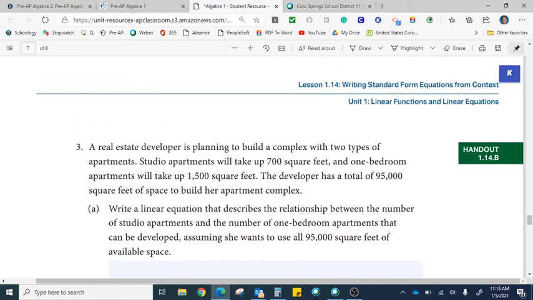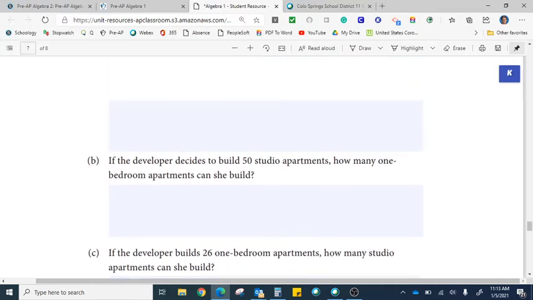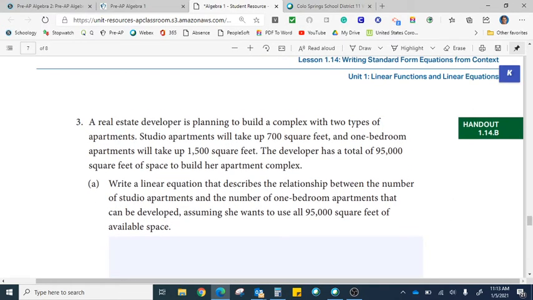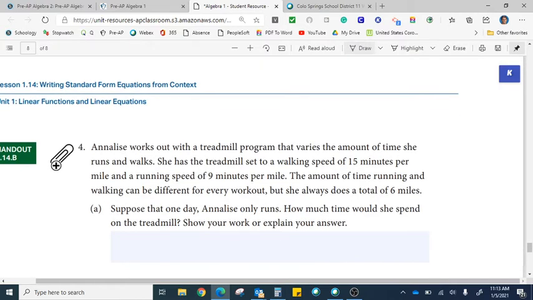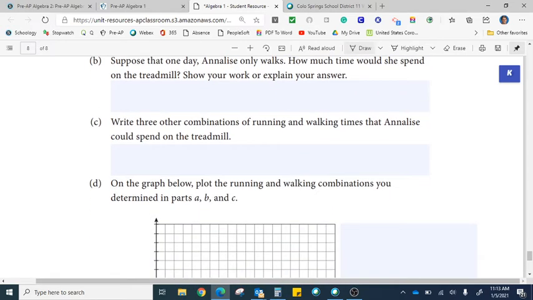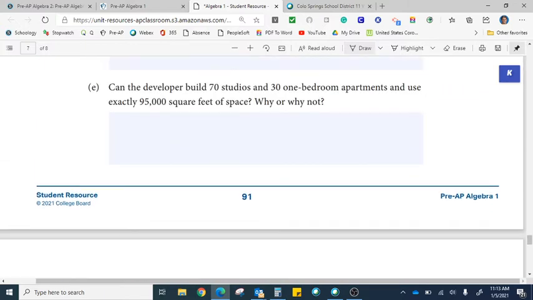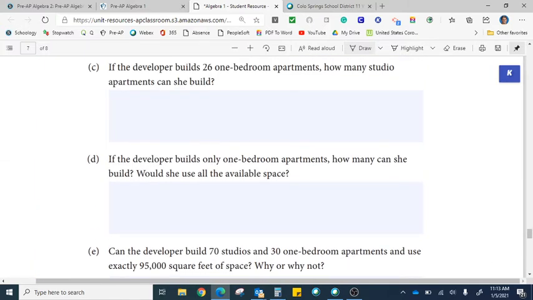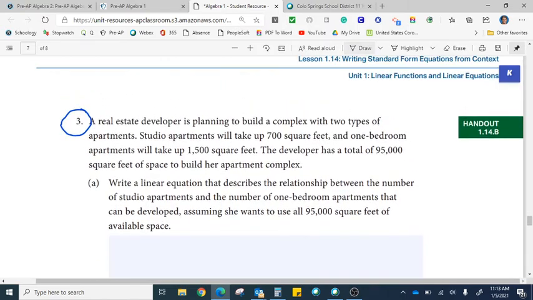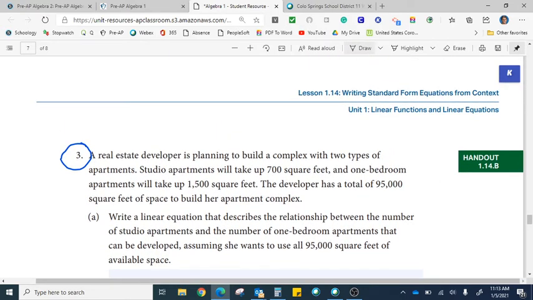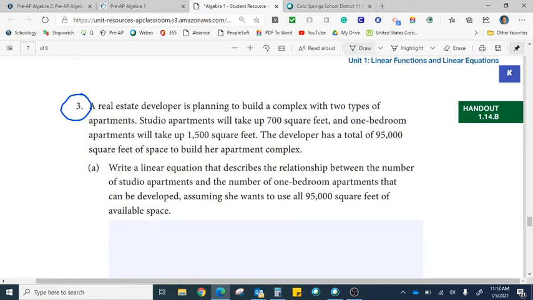Okay, so let's see, we have number 3. We're going to do number 3 here. I'm going to show you how to do number 3 and walk you through that process. Then number 4 is a treadmill problem that you guys can do for some extra credit. In my class, if you're in Mr. Russell's class. All right, so let's do this problem.